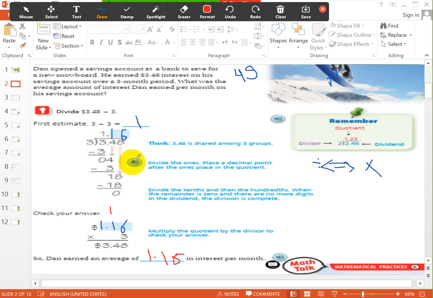Okay? To check if my answer is correct, I have to use the inverse operation, which is multiplication right here. So if you multiply the quotient with the divisor, the answer must be the dividend. So that means your division is correct.